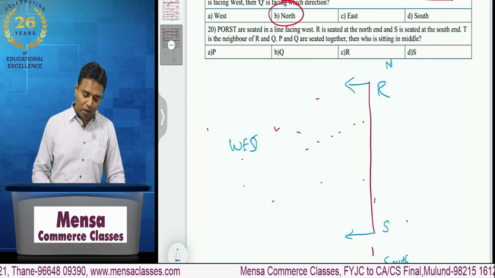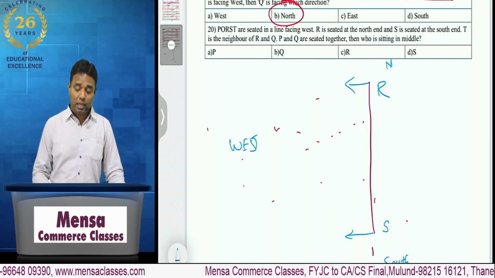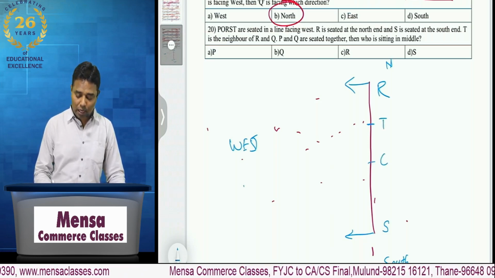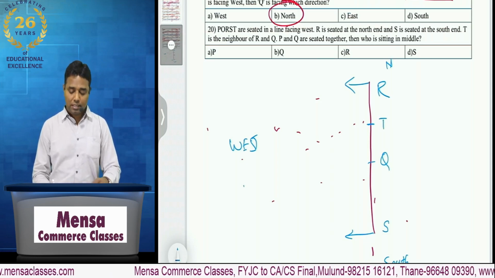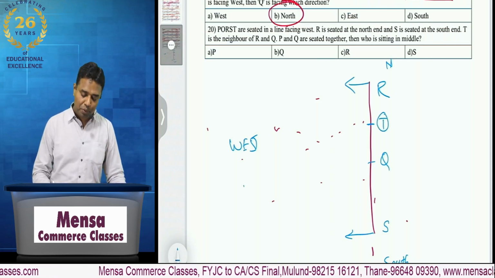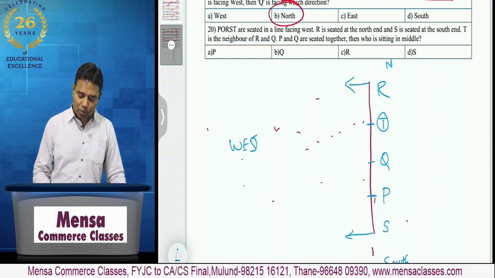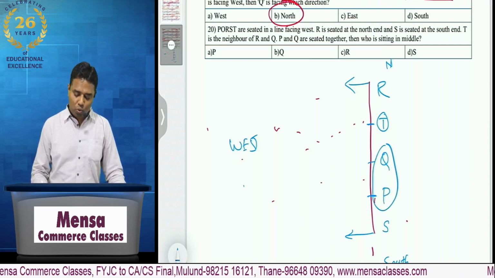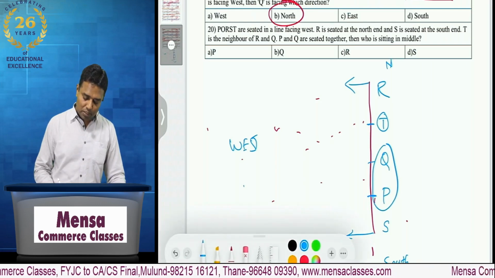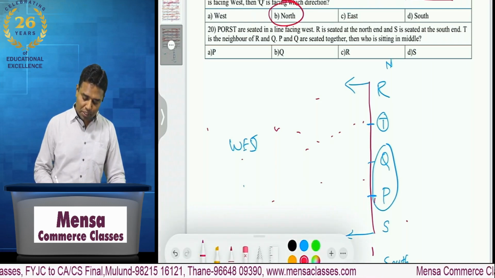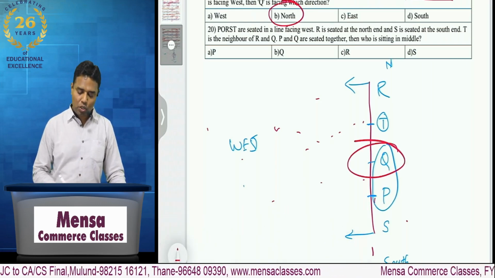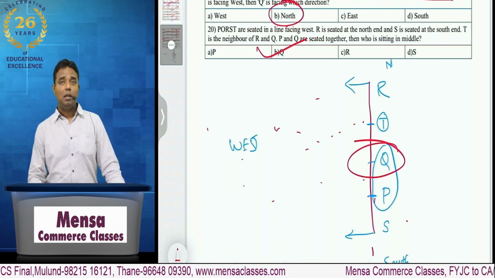T is neighbor of R and Q. T is in between R and Q. P and Q are seated together. That is together. Then who is sitting in the middle? So very obviously, the middle position is Q, right? So Q is in the middle position.